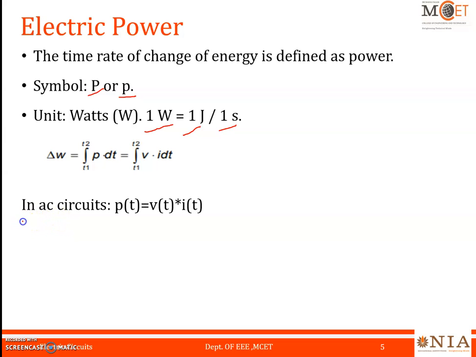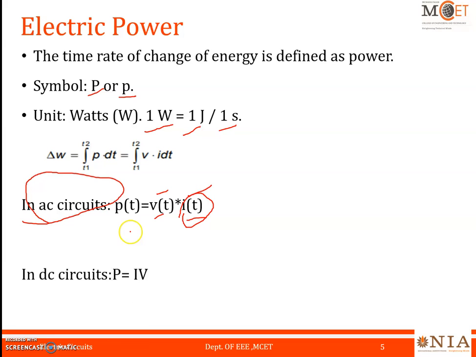When you have an AC circuit, the power is the voltage multiplied with current. But here it is represented by v(t), which is the instantaneous value of voltage, and here we have i(t), the instantaneous value of current. We mention instantaneous value of voltage and current because the values of voltage and current change continuously with respect to time. That's why we mention it as instantaneous value. But in the case of a DC circuit, it is just the product of voltage and current. This is the DC circuit.